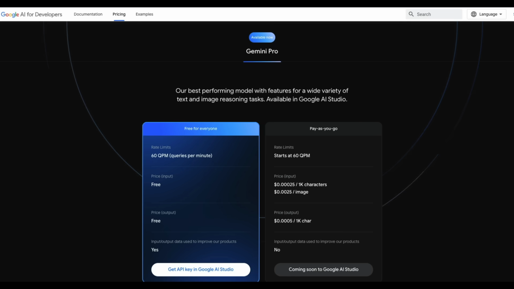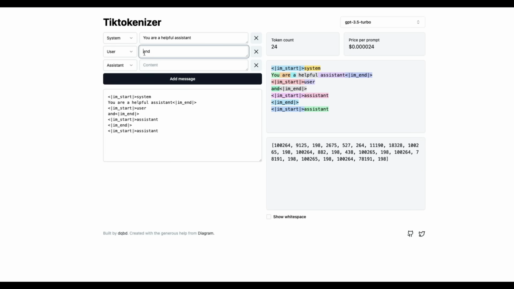But Google is saying no, you have to pay for characters. That means automatically you're going to pay for three characters rather than one token.